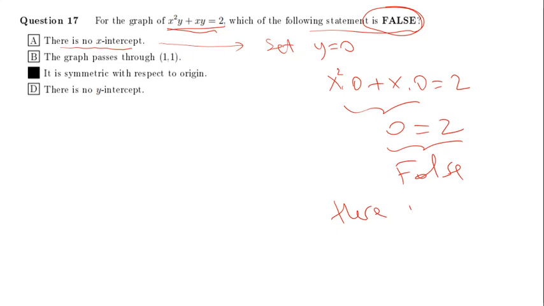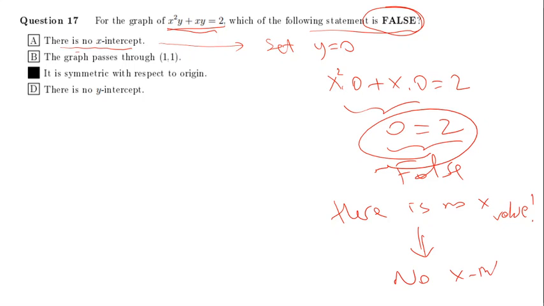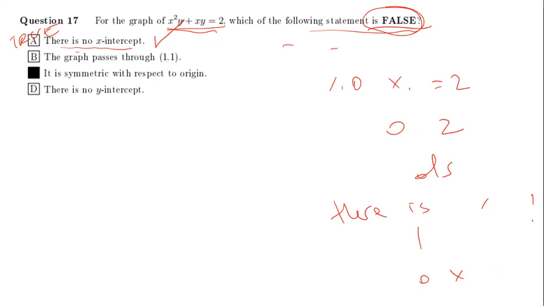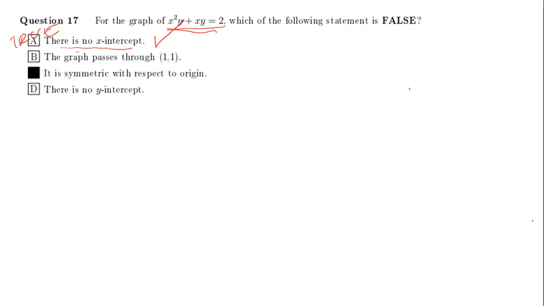There is no x value making this happen, so there is no x-intercept. That means this statement is true, but the question is asking for the false one. Now, the graph passes through 1, 1. That means when you place 1 and 1 in the equation, it will give you a true equality. So 1 squared plus 1 times 1, is it equal to 2? 1 plus 1, yes. So this is also true.